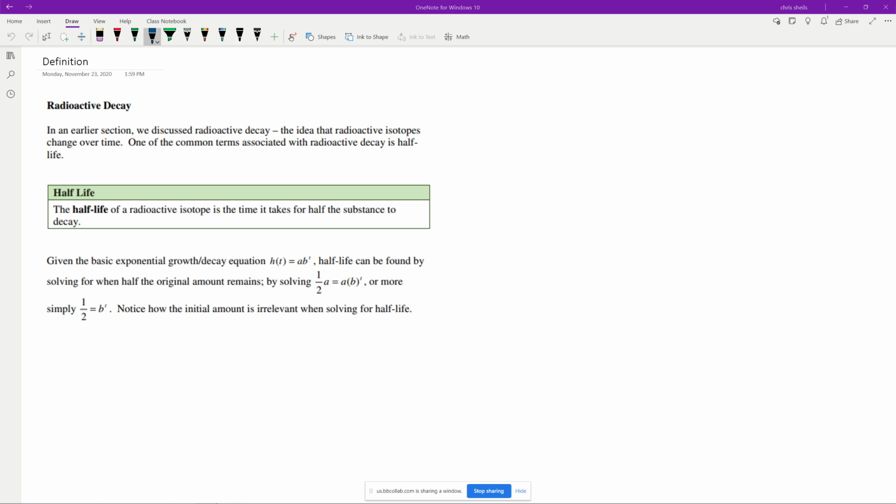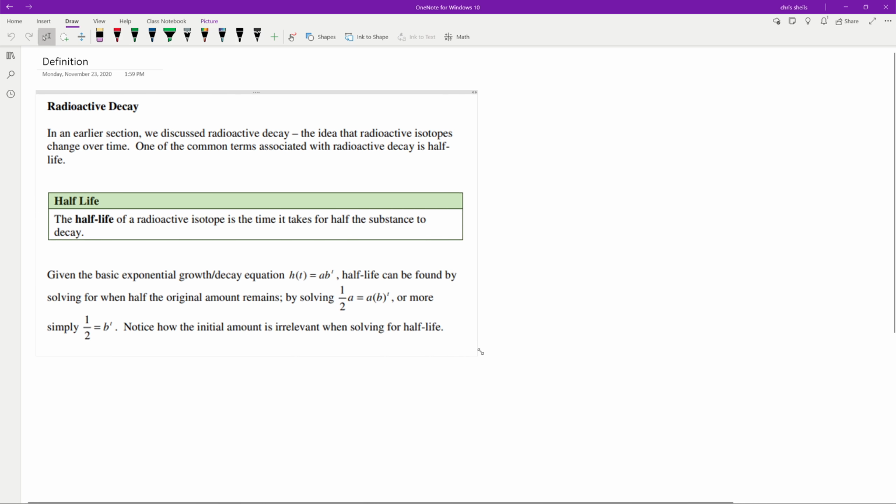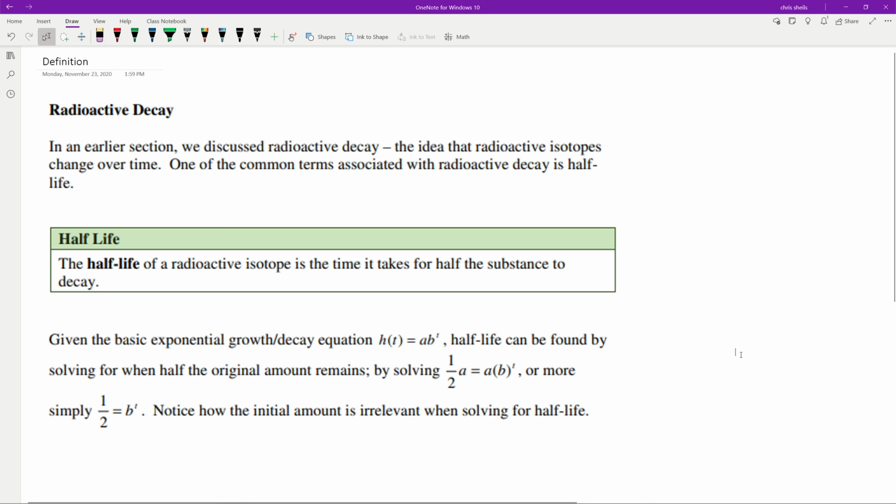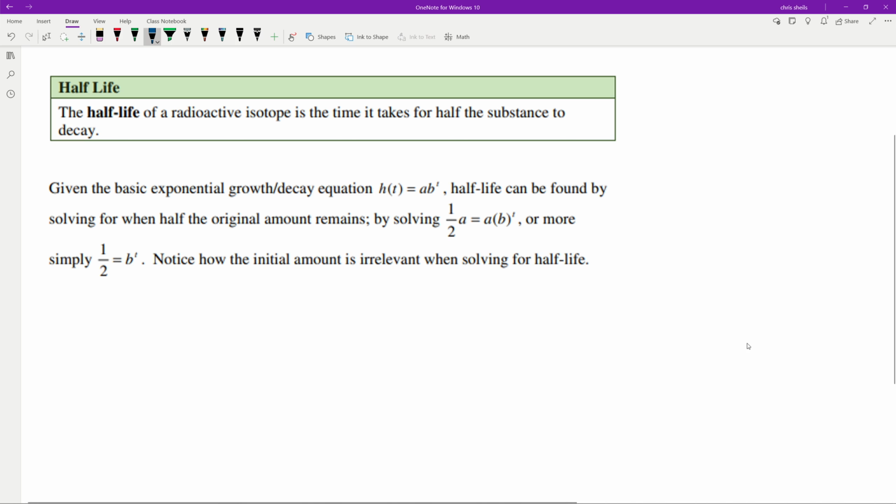If we are given the basic exponential growth equation, h of t equals a times b to the t power, half-life can be found by solving for when half of the original amount remains. Here, let me make this a little bit larger for us. And most elegantly here, we actually have 1/2 equals b to the t. That's going to be the equation that we use here, because the amount of substance that we start with is completely irrelevant to these problems.